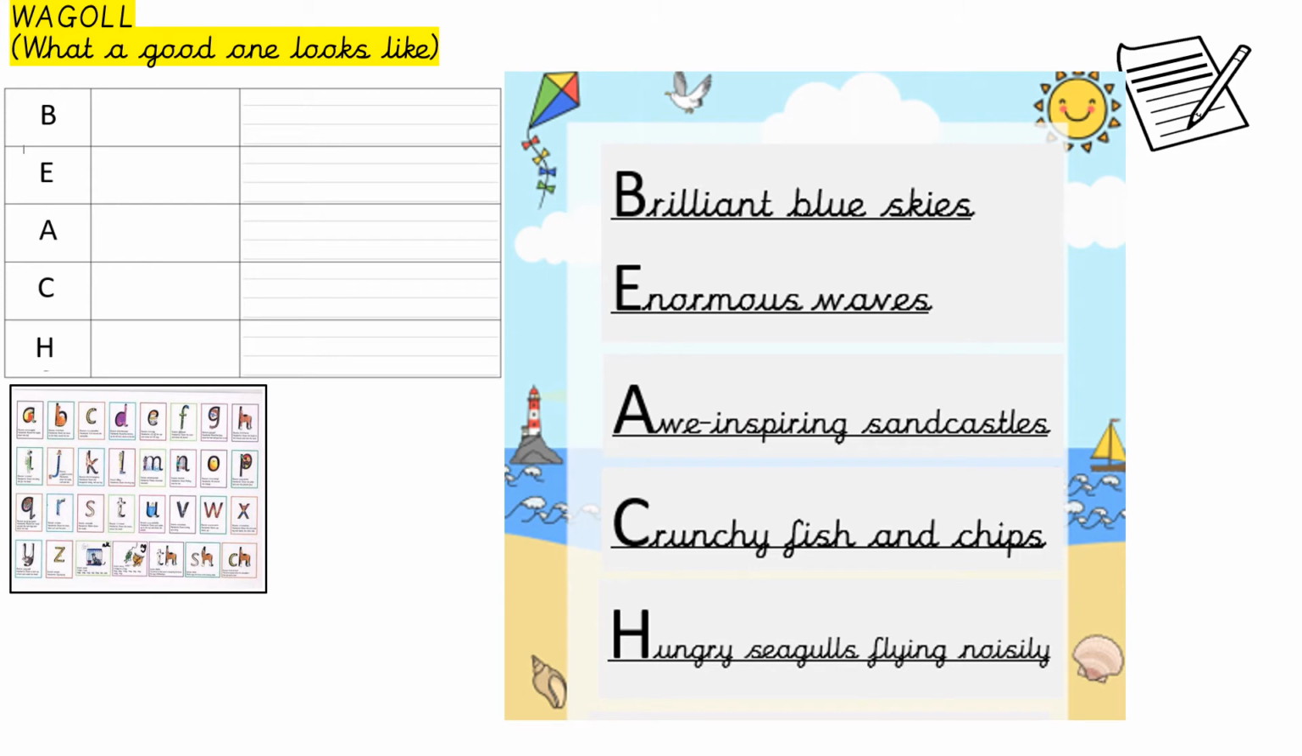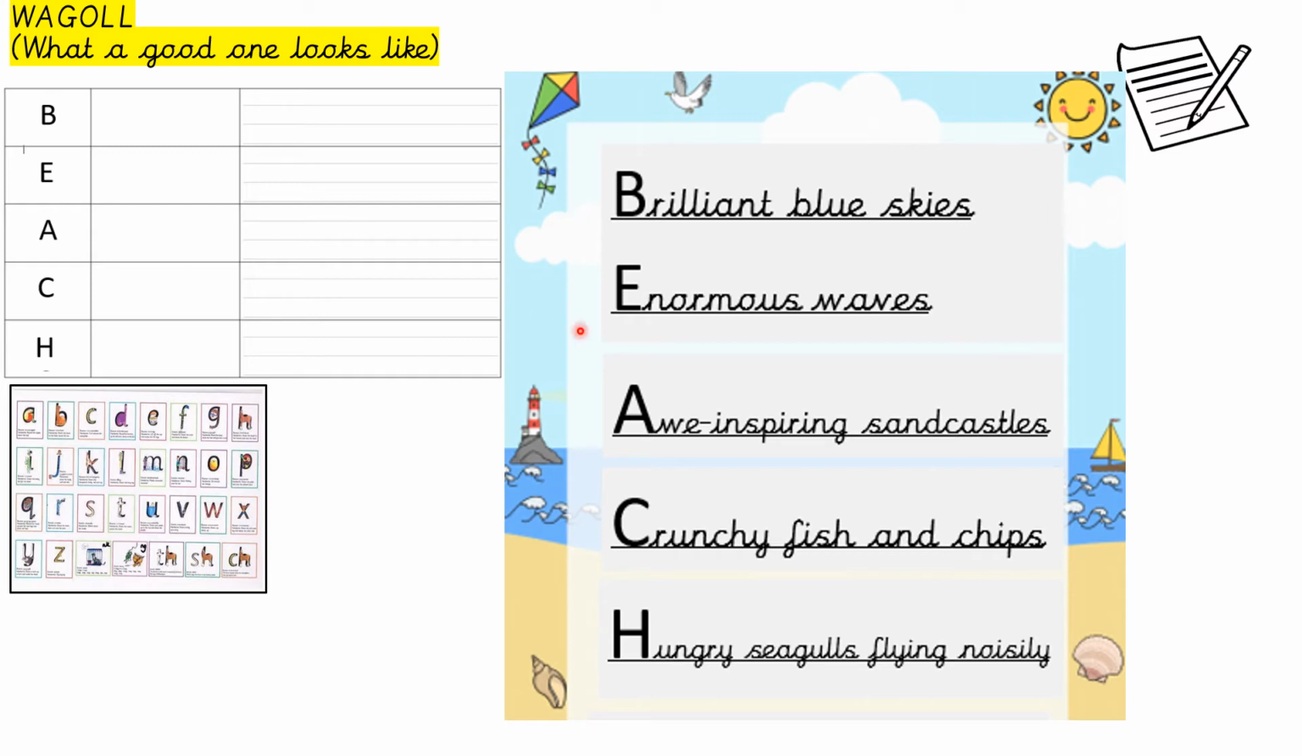Here you can see that I have written my poem up neatly, so I've published my poem now. I used my plan that I completed on Wednesday for my poem Beach. As you can see, it's spelt down the side, and then I've written it here up neatly, so I'll read it to you. Brilliant blue skies, enormous waves, awe-inspiring sandcastles, crunchy fish and chips, hungry seagulls flying noisily.